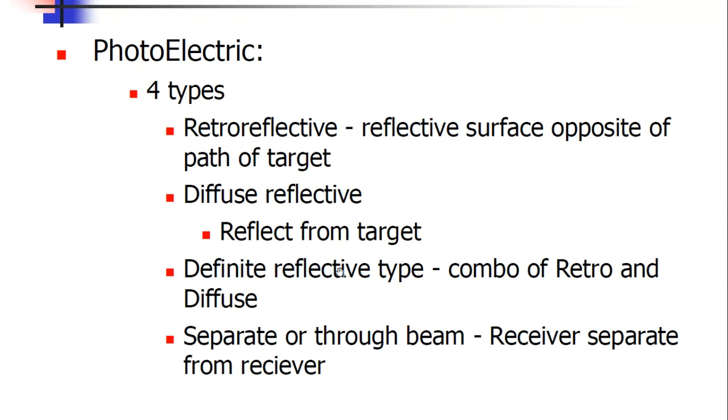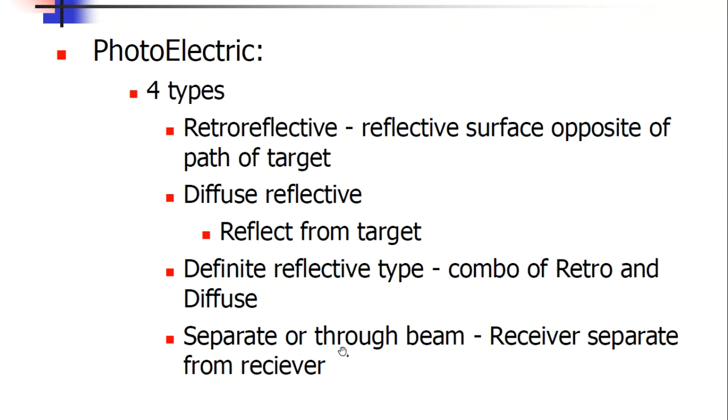And then the third one is a combination of these first two. And then the last one, instead of having the sensor and receiver connected together in one box, you have two different boxes. One is the transmitter transmitting the beam, and the other box is the receiver.